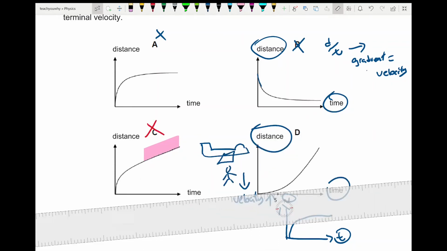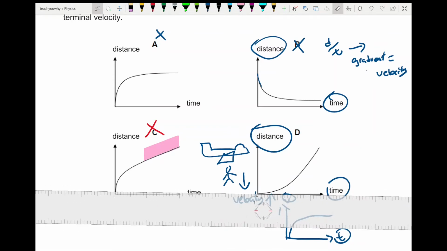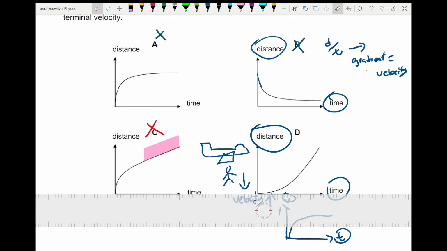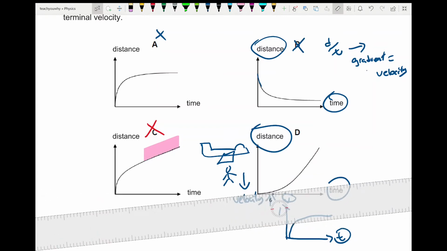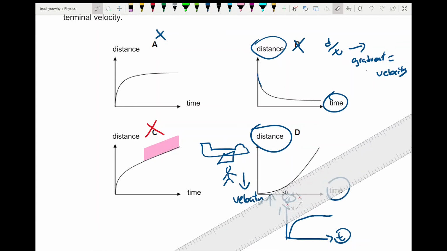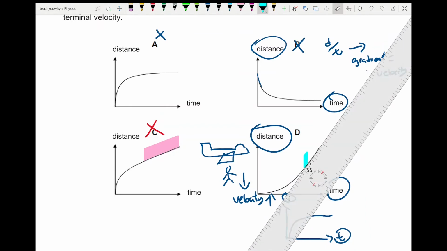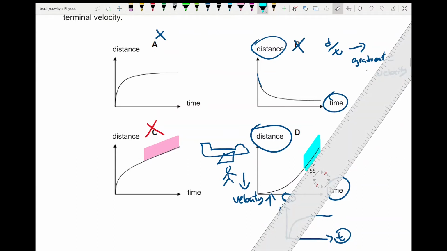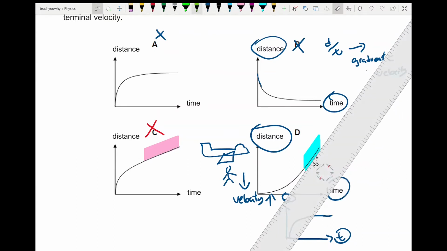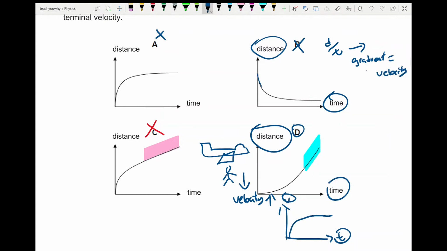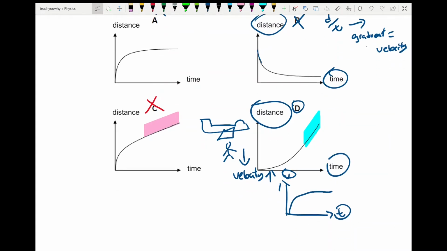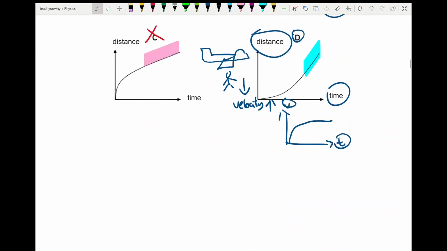So how about D? How are we sure that it's correct? At first you have no gradient because your initial velocity is 0. And as time passes, the gradient increases until eventually you have a straight line here. Yes, you can see a straight line here. And therefore, the answer is D. I am spending more time than allowed to explain this question.